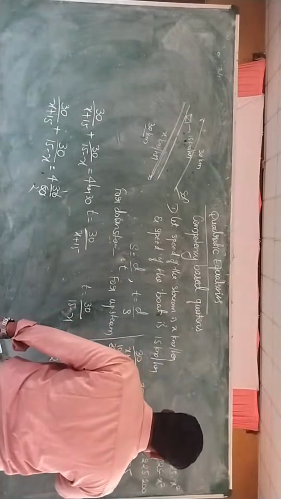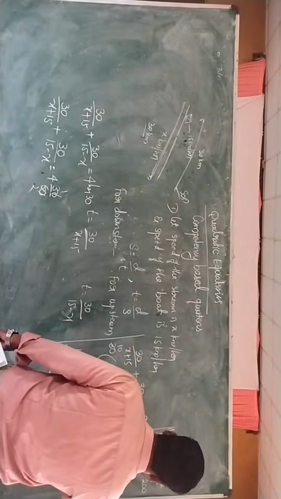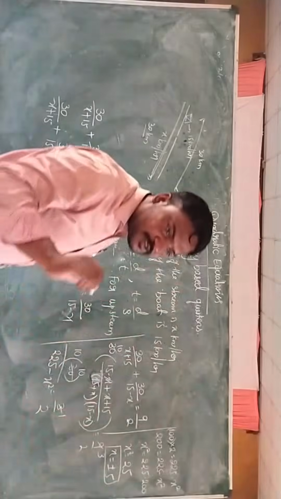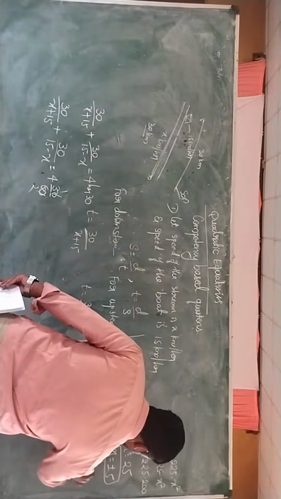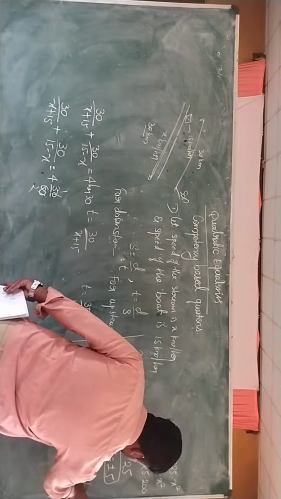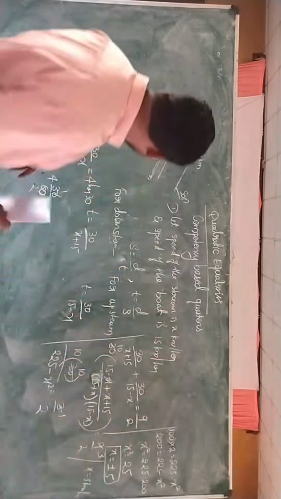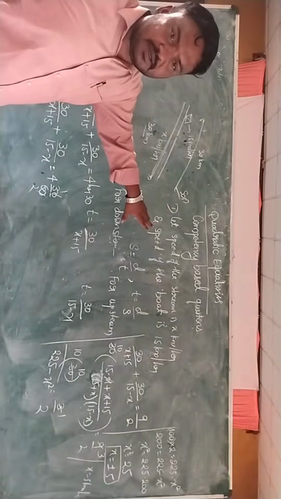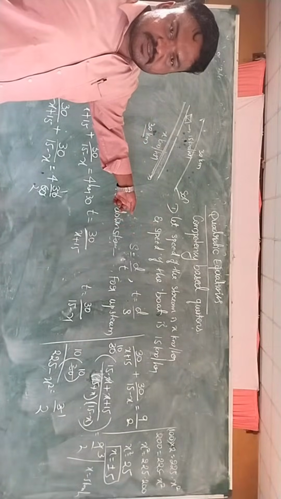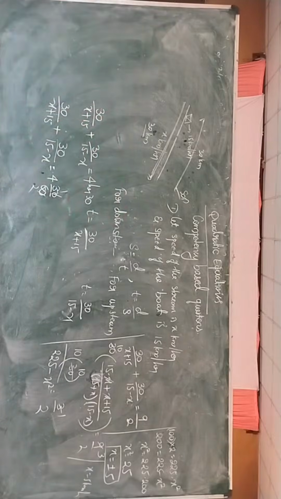X is equal to plus or minus 5. But you know very well, speed is always a positive integer. Speed is not a negative integer. So x is equal to 5 kilometer per hour. Therefore, speed of the stream is 5 kilometer per hour. Understood? So any doubts? Go down fast. One more question we can take.